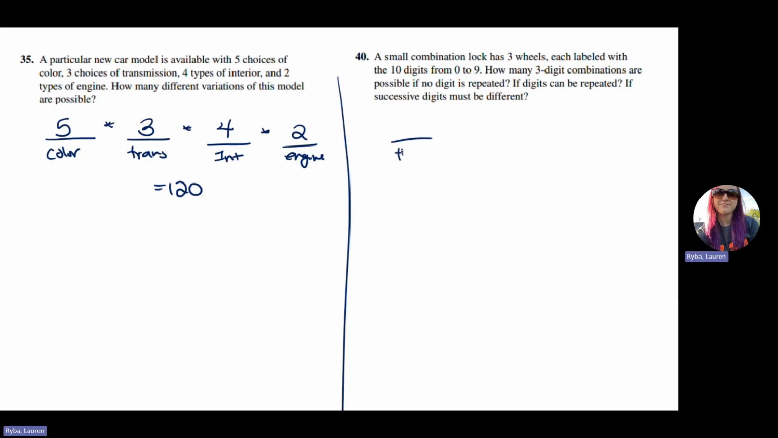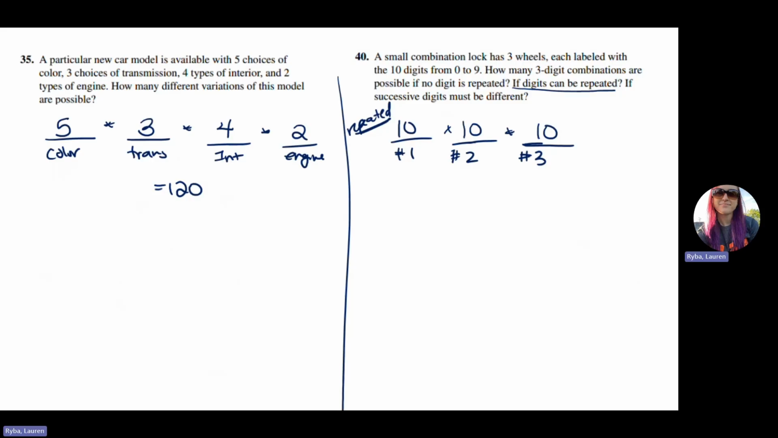So number 1, number 2, number 3. There are 10 digits, 10 single digits. We work in a base 10 system. The numbers 0 through 9, there are 10 of them. So I have 10 choices for the first slot, 10 choices for the second slot, and 10 choices for the third slot. And I realize I'm answering the second question first. I apologize. So this is repeated. I skipped the first one.